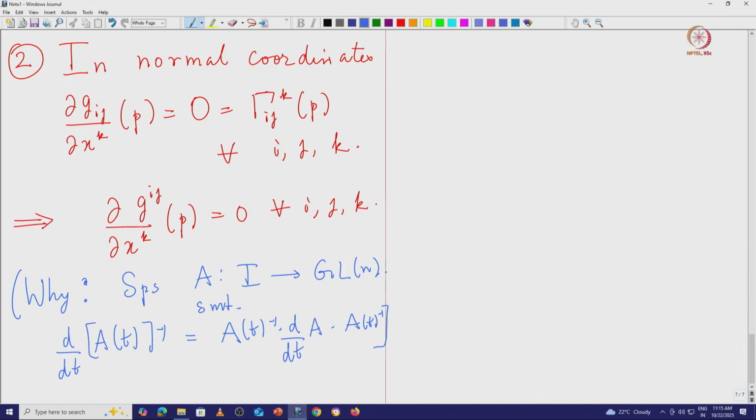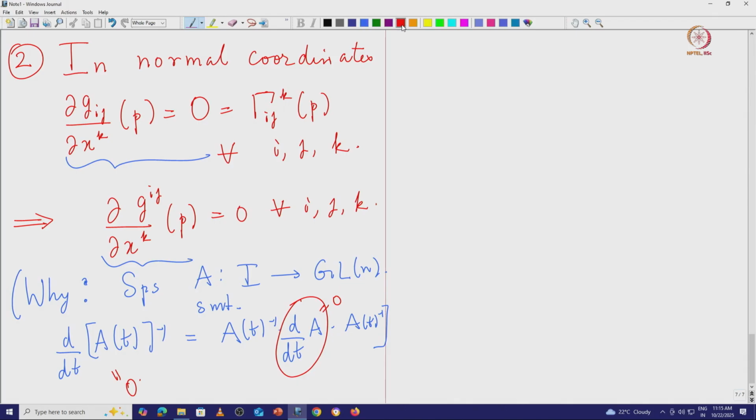So if the derivative of the matrix is 0, this will imply that this is also 0. So that's the same sort of thing that happens here. At the point P, the derivatives of the metric components are 0. So at the point P, the derivative of the inverse of the metric components are also 0. Okay. So we'll use this.